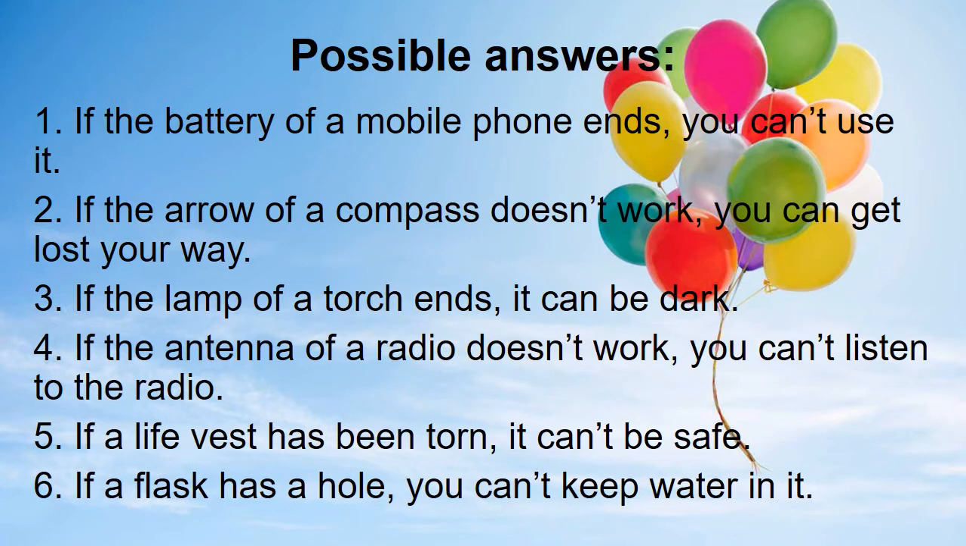Possible answers. 1. If the battery of a mobile phone ends, you can't use it. 2. If the arrow of a compass doesn't work, you can get lost. 3. If the lamp of a torch ends, it can be dark. 4. If the antenna of a radio doesn't work, you can't listen to the radio. 5. If a life vest has been torn, it can't be safe. 6. If a flask has a hole, you can't keep water in it.